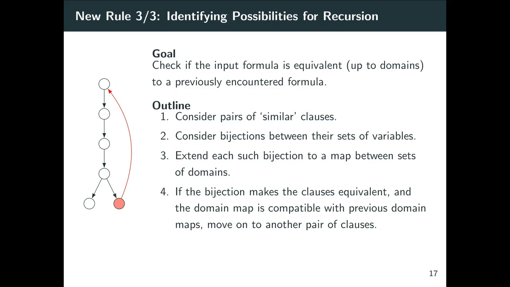And if this bijection makes the clauses equivalent, and this domain map is compatible with the domain maps we've chosen previously, we move on to another pair of clauses until we pair up all of the clauses, in which case we know that the two formulas are equivalent.